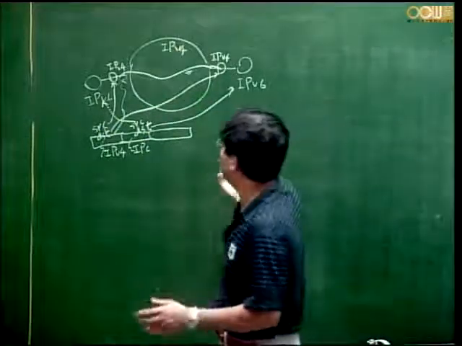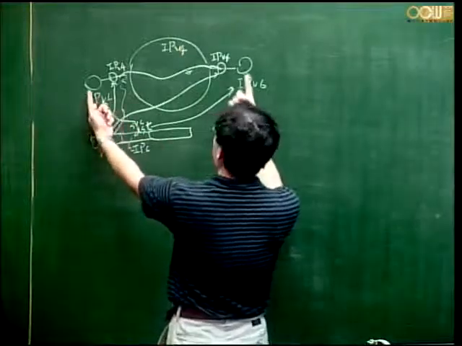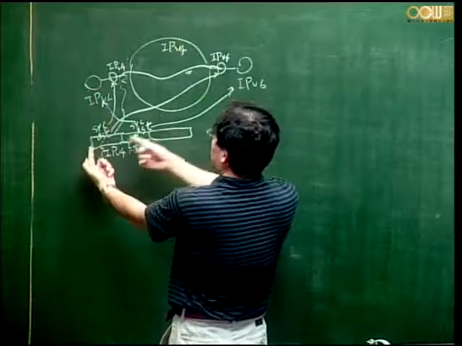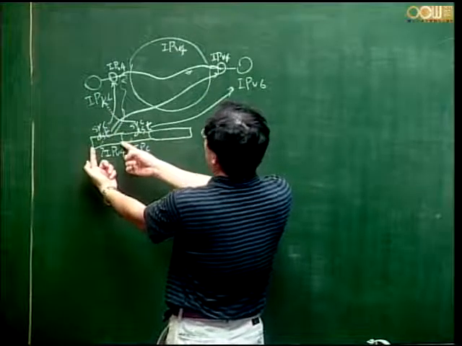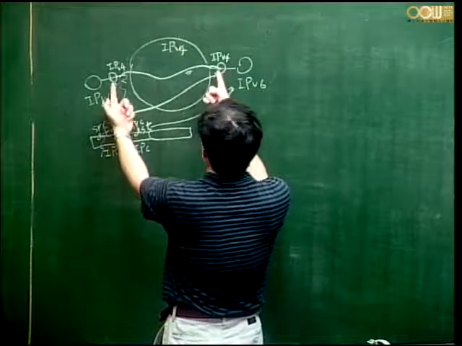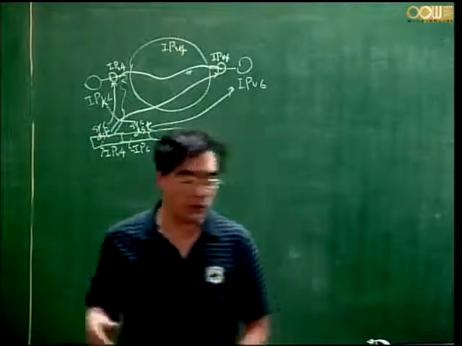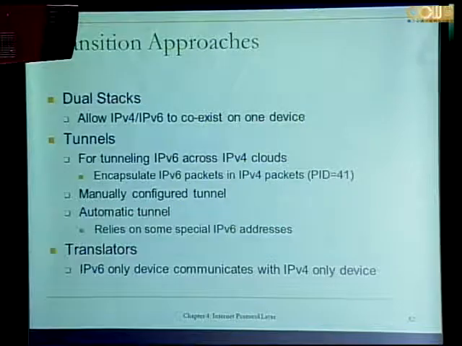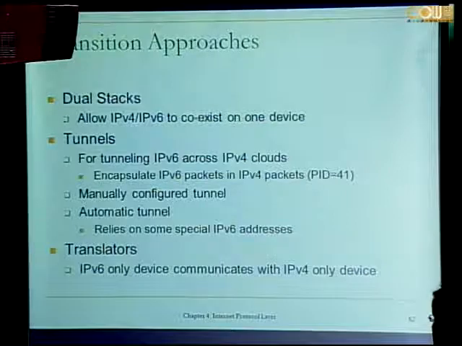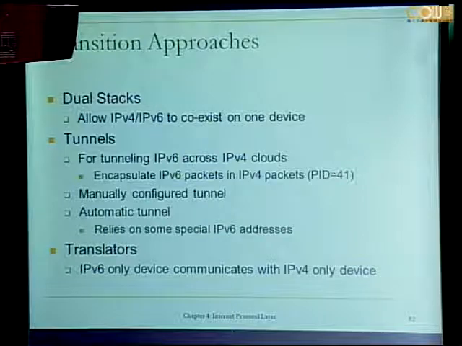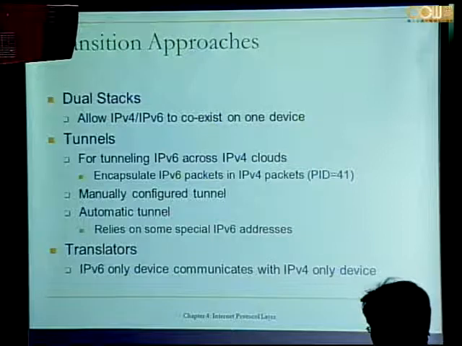So I have two headers. One of the headers says the source and destination are these two. Another header in the front will have a source and destination address of this. So these are the v6 within v4 tunnel. And for this, you need to either manually configure or automatically configure the tunnel.